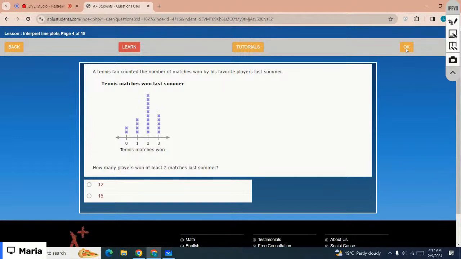A tennis fan counted the number of matches won by his favorite players last summer. How many players won at least 2 matches last summer? At least means the minimum value is 2, the maximum value could be any, right? So just look at the graph, you have the 2 and the greater than 2 is 3. So you need to count all the x's for 2 and 3. So which is the correct option?